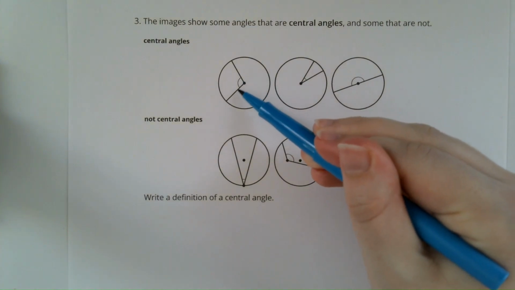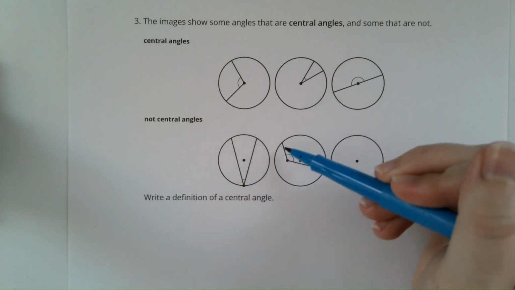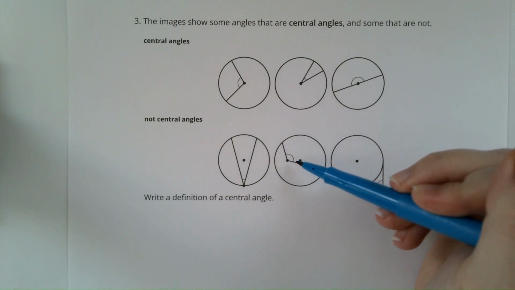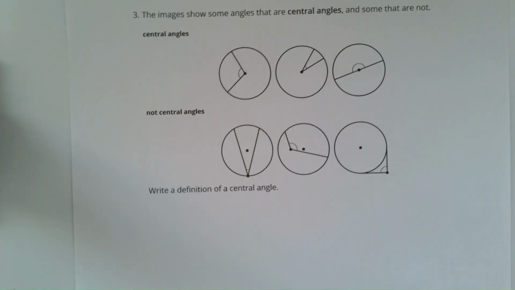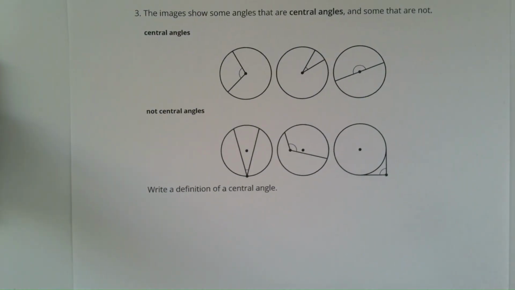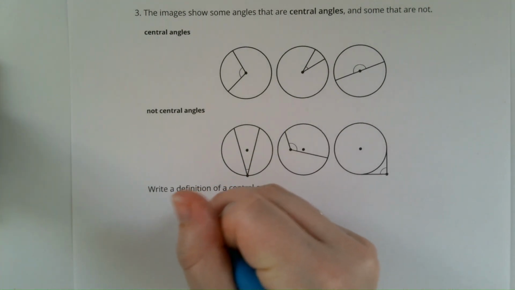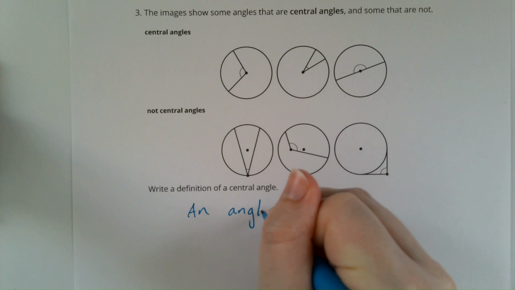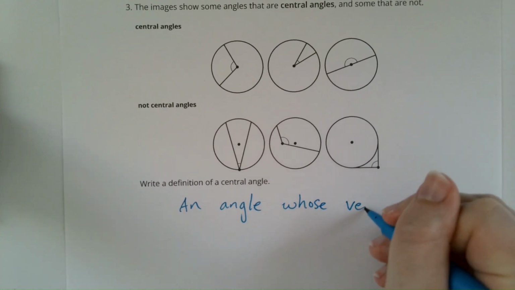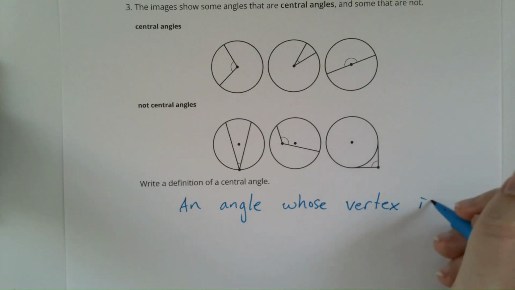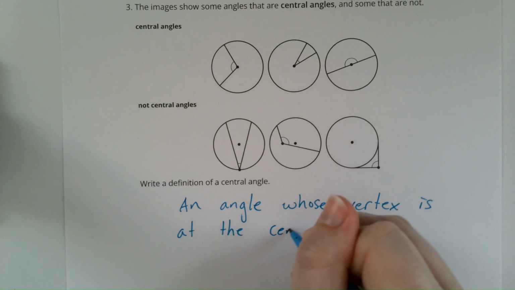remember we call this part of an angle, the point of the angle, the vertex, right? So if we're thinking about what a central angle is, and using the right words to precisely define it, a central angle is going to be an angle whose vertex is at the center of the circle.